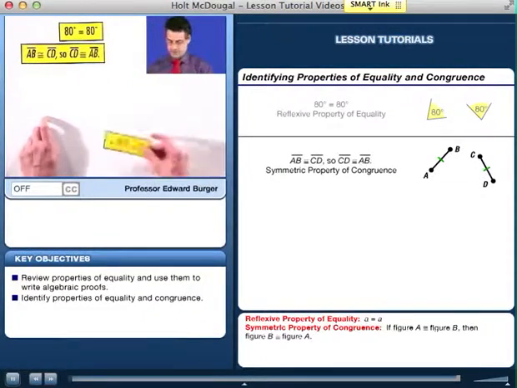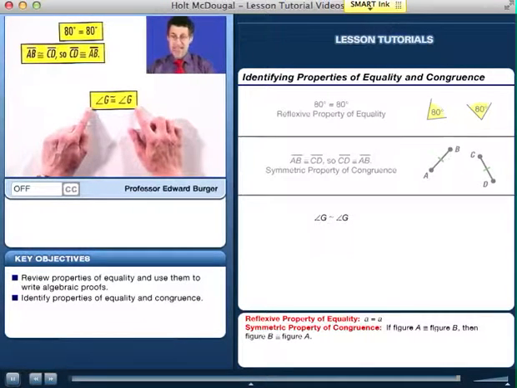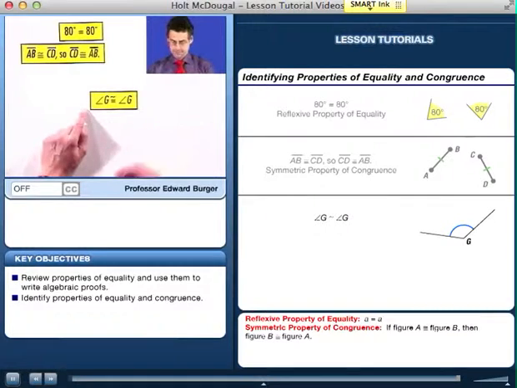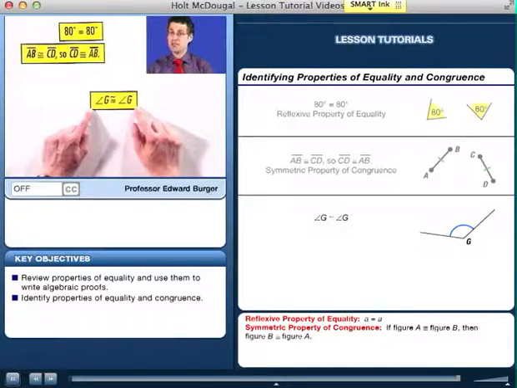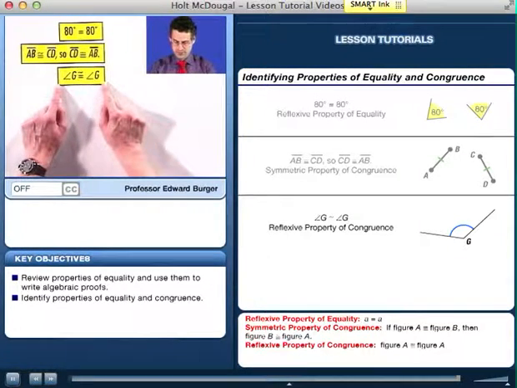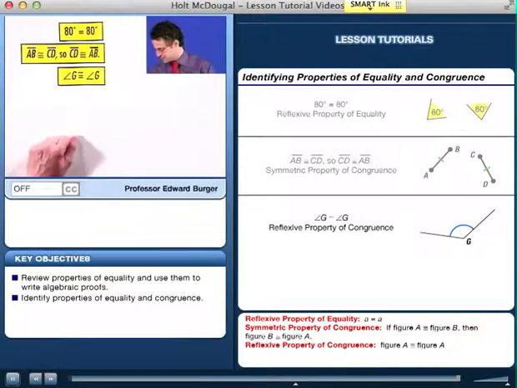What else do I have for you? How about this one? Angle G is congruent to angle G. Well, again, that's nothing more than the reflexive property, but now the reflexive property of congruence. The reflexive property of congruence is the reason why that statement is true.